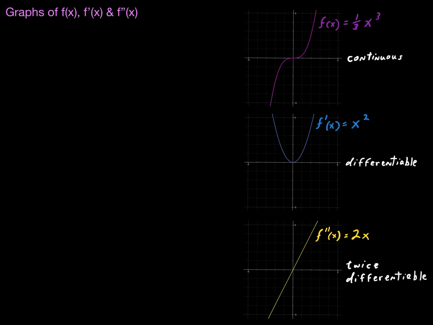That's a function onto itself. And that is differentiable. And if it is twice differentiable, well, that means we can take the second derivative, which we can. That becomes 2x. And, well, you know what the graph of 2x looks like. I have it right here for you.